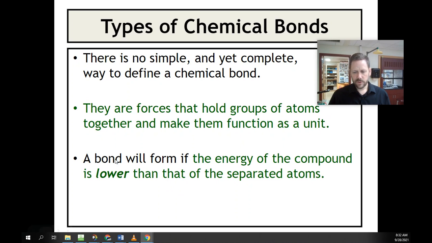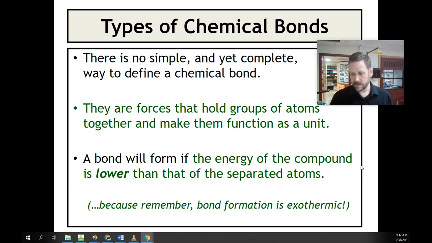It is true for all types of bond, however, that the energy of the system is going to be lower than if the separated atoms existed. In other words, a bond is always a more relaxed state for a sample of matter to be in. Otherwise, the bond wouldn't form spontaneously.